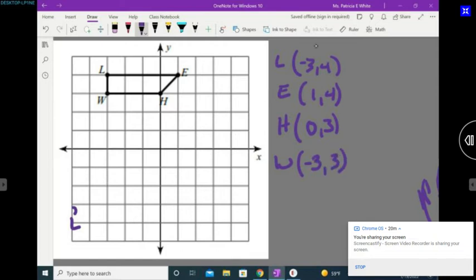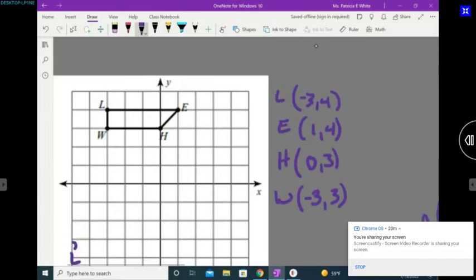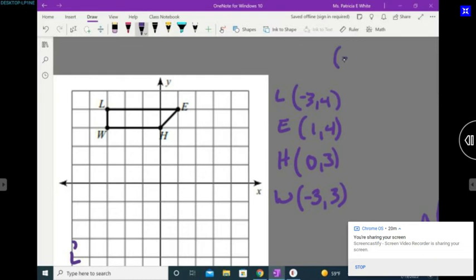All right, my rule. Opposite of y comes first, x goes second. See if you can write me 4 new coordinates, please.